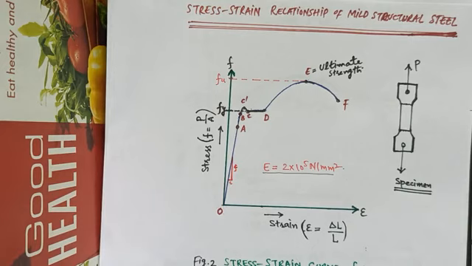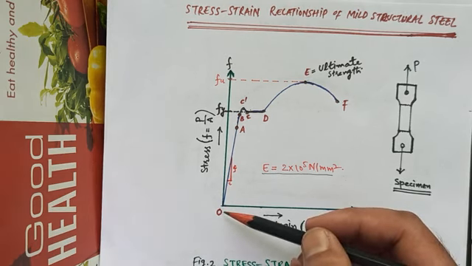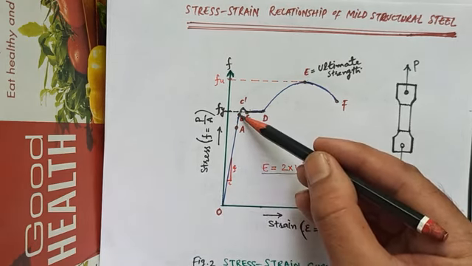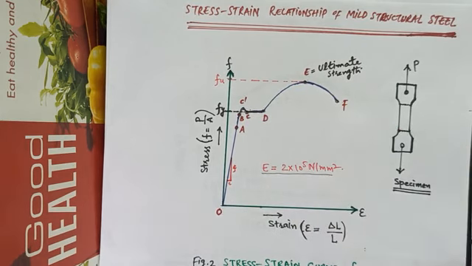Now, as far as the stress strain curve is concerned, we have plotted the strain against stress for a mild structural steel specimen, and this diagram is for a typical mild structural steel specimen. As you can see, the curve O, A, B, C, D, E, F represents the stress strain curve when a mild steel specimen is subjected to a gradually increasing tensile load.